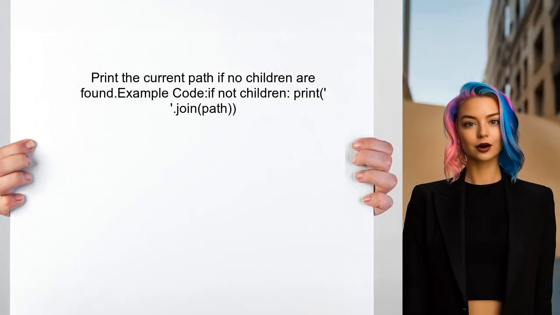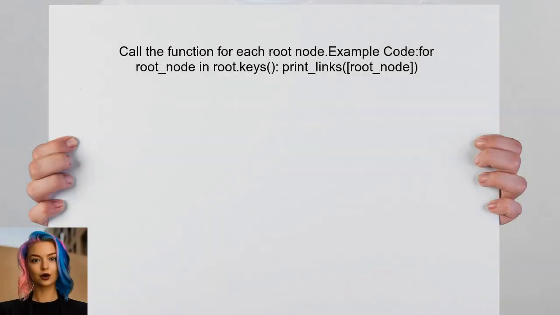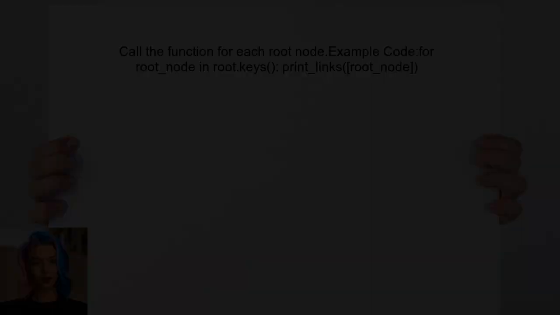If there are no children, the user should print the current path as a tab-delimited string. This will represent one complete path from the root to a leaf. Finally, the user should call this function for each root node to initiate the traversal and generate all paths. This will produce the desired output.